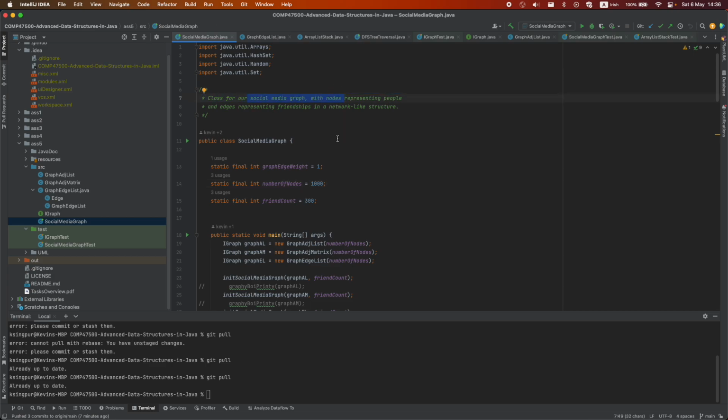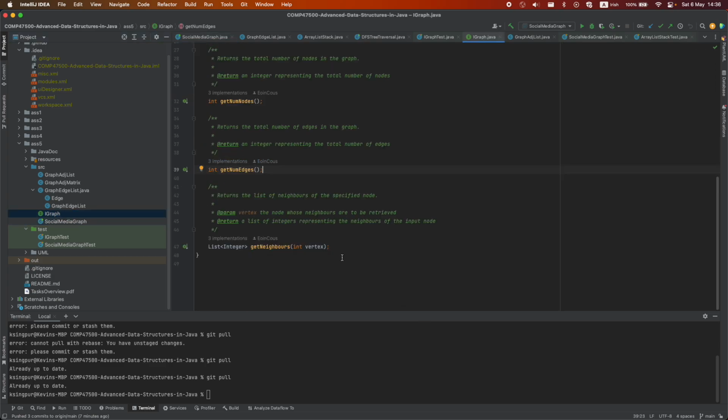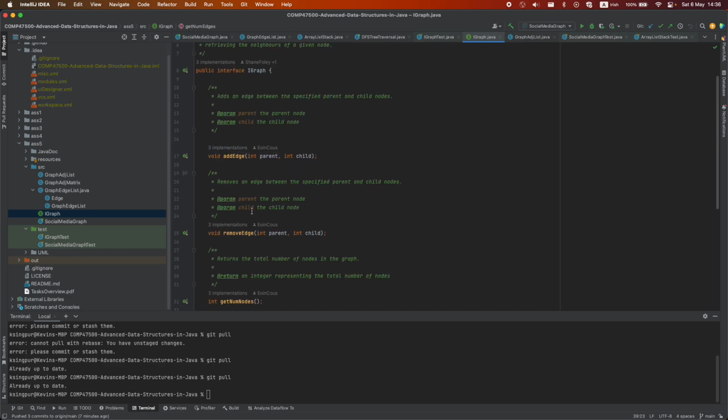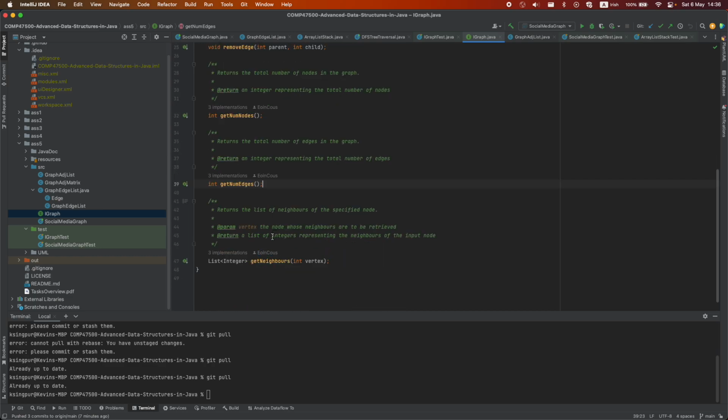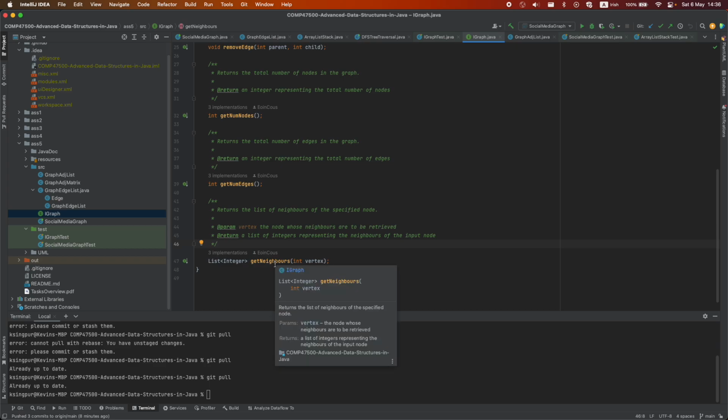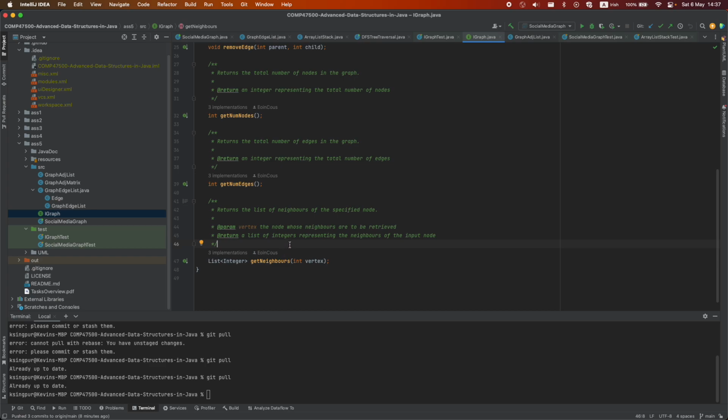So individuals would be the nodes, and the connections or friendships between those people would be represented by the edges. We have iGraph, which is our interface: add edge, remove edge, get number of nodes, get number of edges, and get neighbors, which gets your immediate neighbors, which would be someone who you know directly and are friends with, connected to in a social media sense. So not a friend of a friend, but your direct friend.